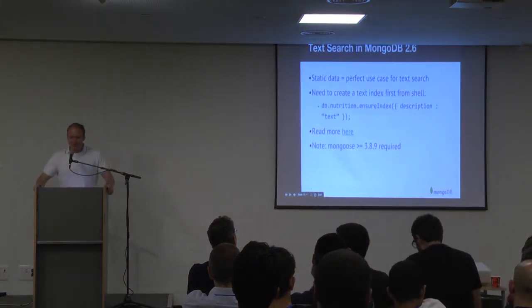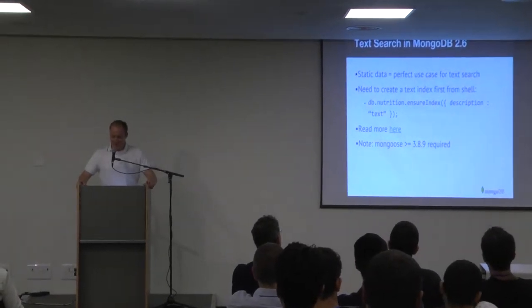But anyway. So since we have static data, this is a wonderful use case for text search. Since it uses what's called a text index, it's often expensive to overwrite the index. But if you're only reading from it, everything is great. But in order to use this, you need to create a text search index from your shell using db.nutrition.ensureIndex description text. That will create a text index on just the description of the food item. This is pretty much all you need to know about this particular data set, but you're more than welcome to dive into it more.